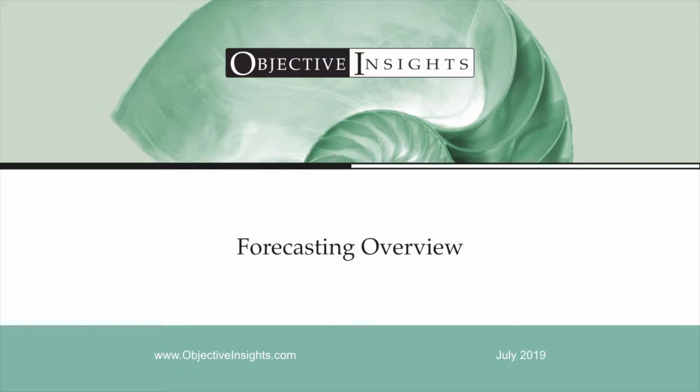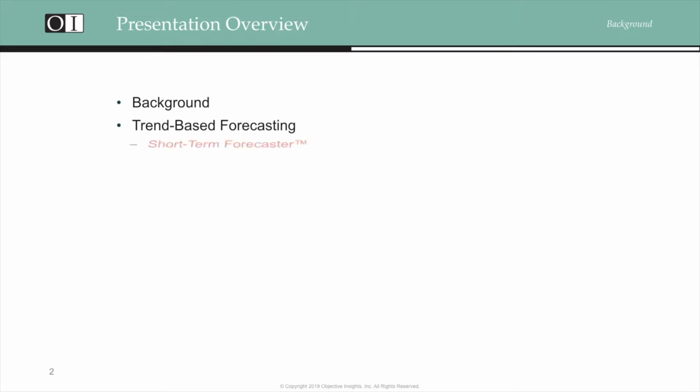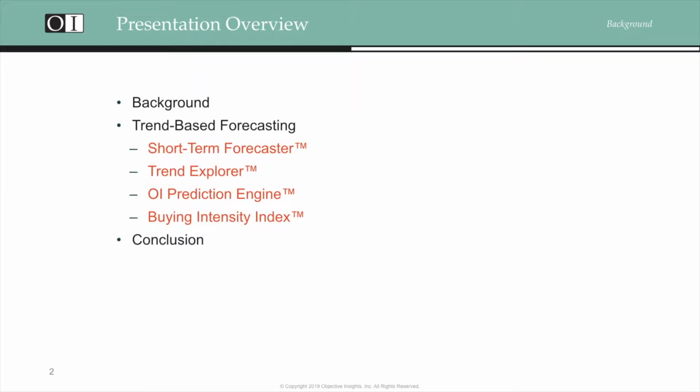In this series of videos, we'll talk about different aspects of trend-based forecasting and show how to use our short-term forecaster model to make some really good forecasts. We're going to give a very high-level look at forecasting using the short-term forecaster model. There are a lot of pieces that we could talk about. We're just going to talk about some background and then the short-term forecaster model. There will be other videos that will talk about the Trend Explorer, the OI Prediction Engine, and the Buying Intensity Index.